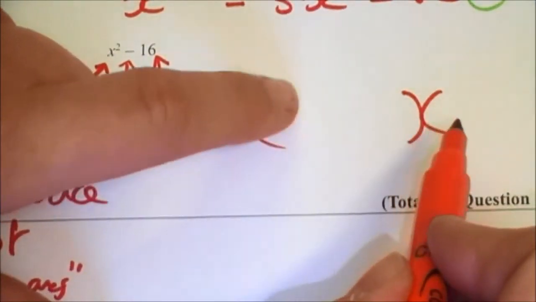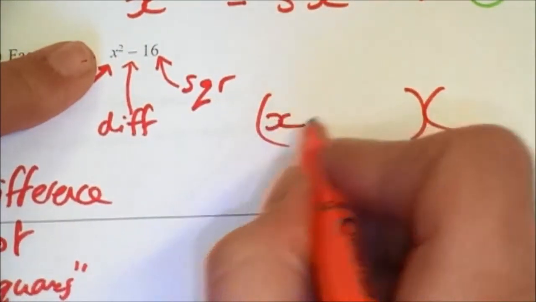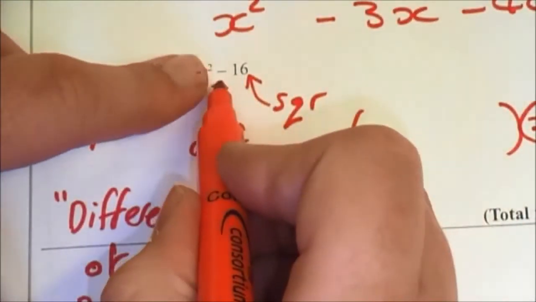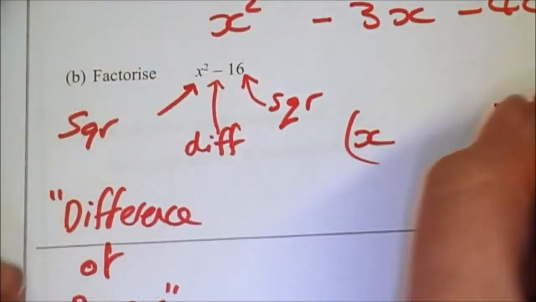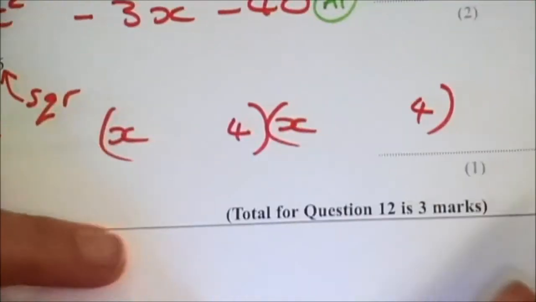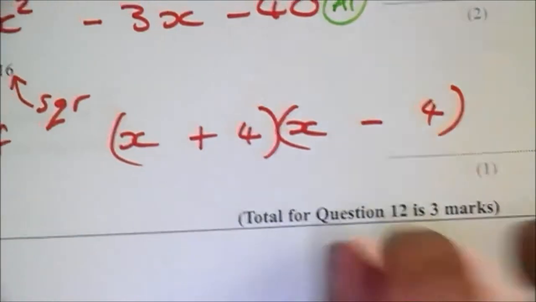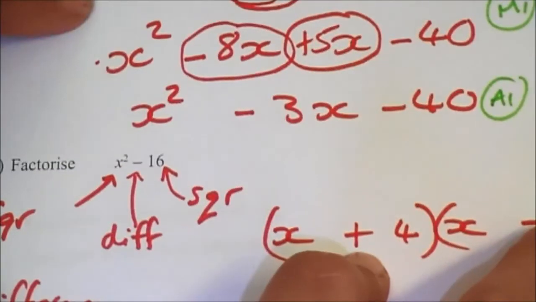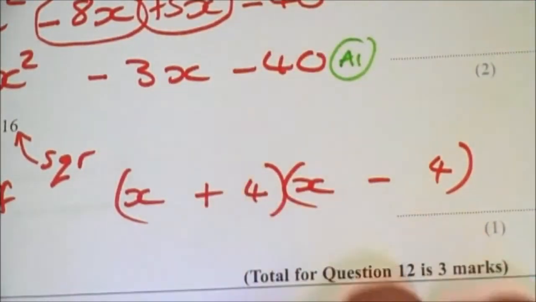They start with the root of your first term. So the root of x squared is x. Then the second term is going to be whatever the root of your number is. So the root of 16 is 4. And you can either remember the fact that one's positive and one's negative, because that's the rule, or you can understand the fact that if we wanted to get a negative 16 product, the signs would have to be different.